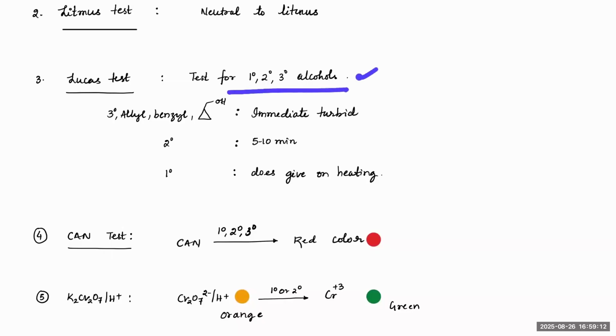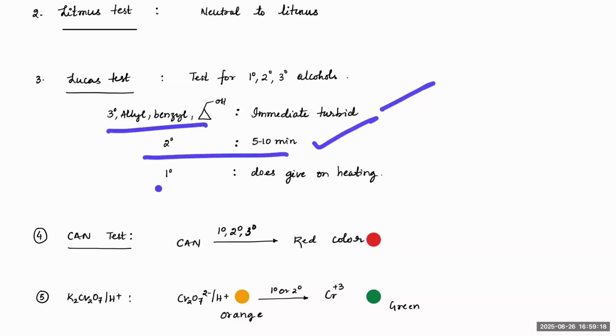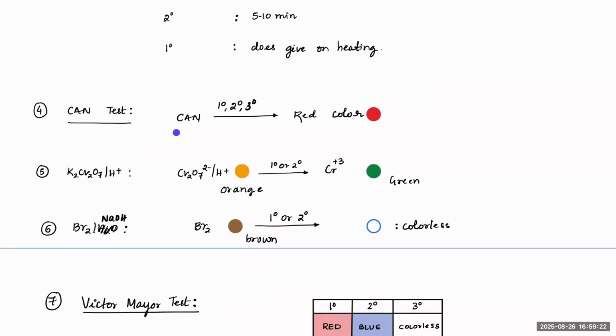Lucas test is to figure out 1 to 3 degree alcohols, correct? So 3 degree will give you immediate turbidity, 2 degree will give you 5 to 10 minutes, 1 degree will give you a very long time. Ceric ammonium nitrate test, yellow color solution is converting into red color. That's a detection for 1 degree, 2 degree, 3 degree, important. 3 degree also, till now we had not had any 3 degree one come. Now this has come. It is giving that color change.